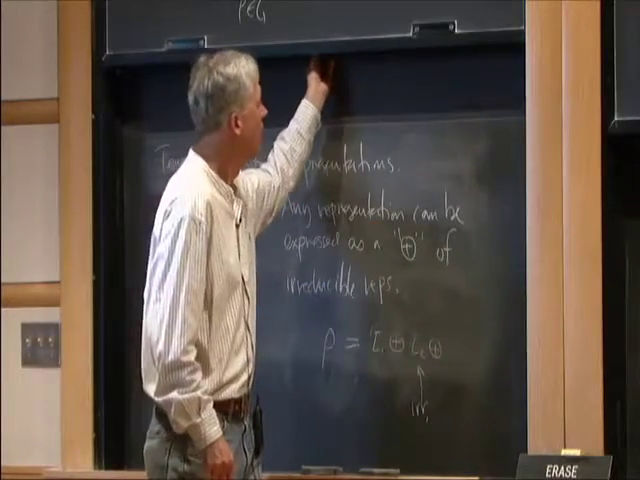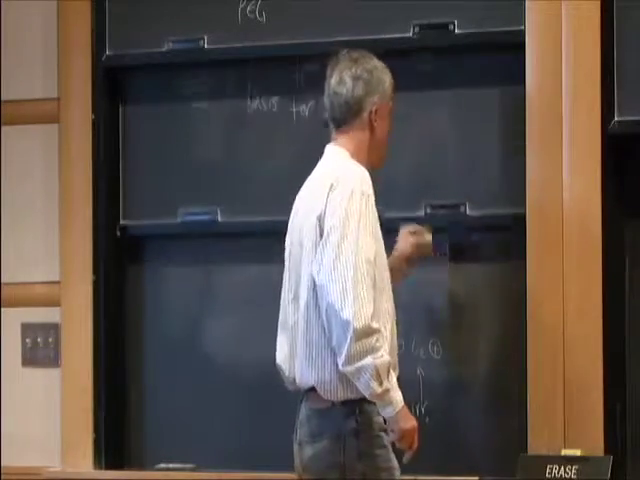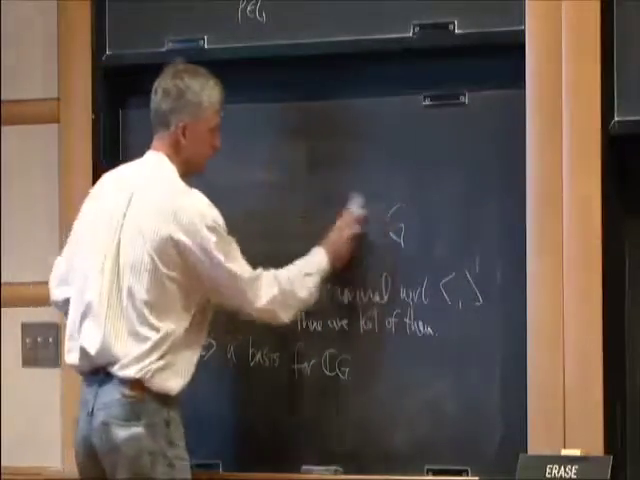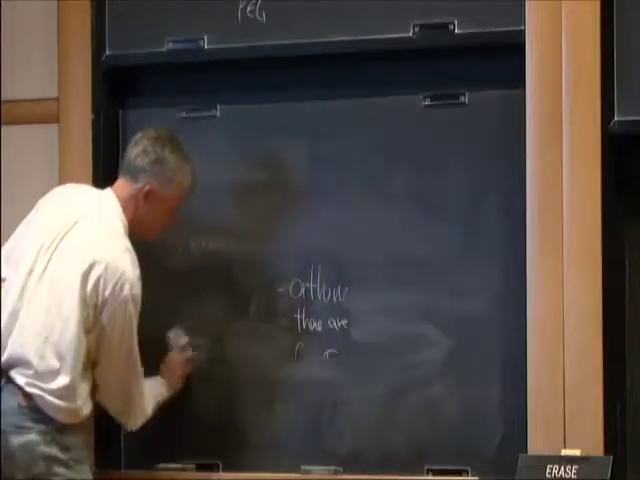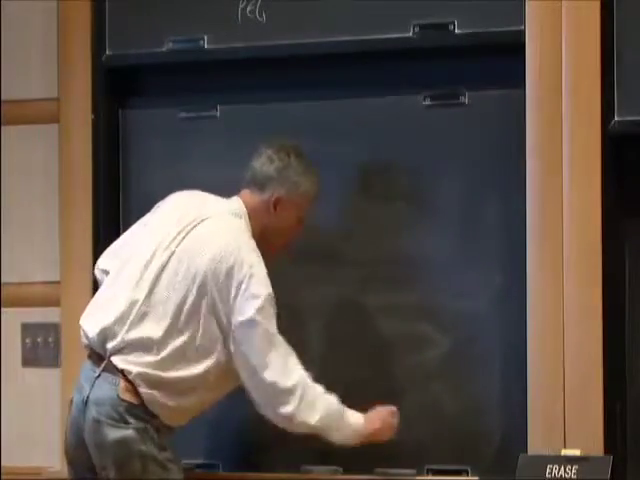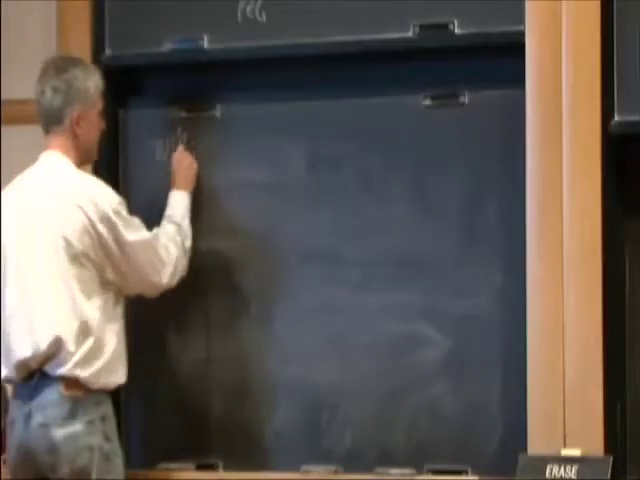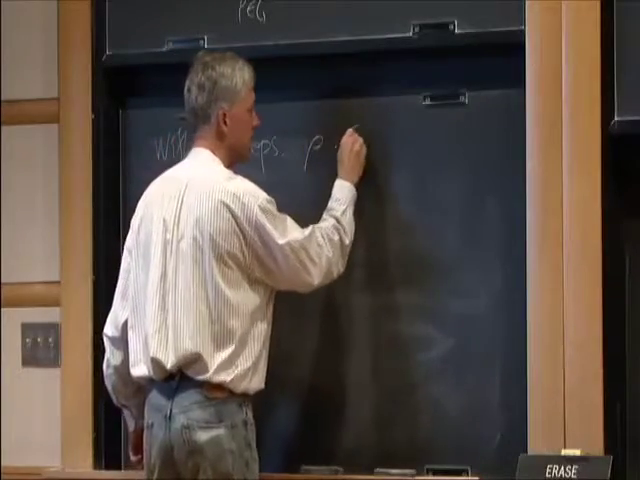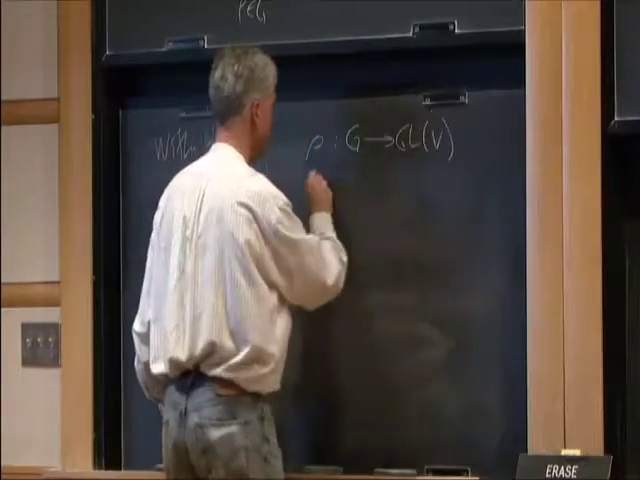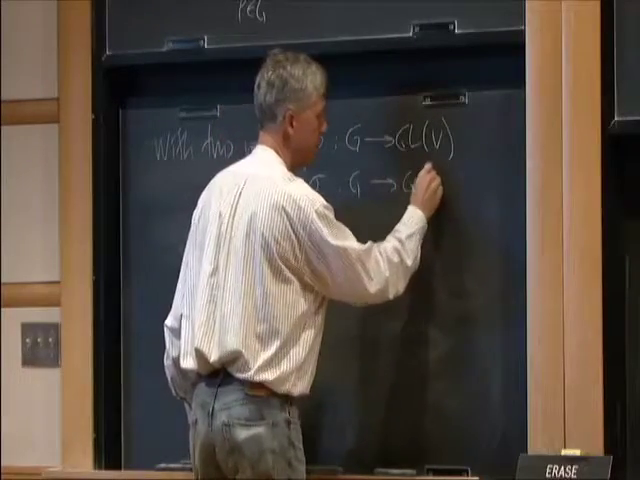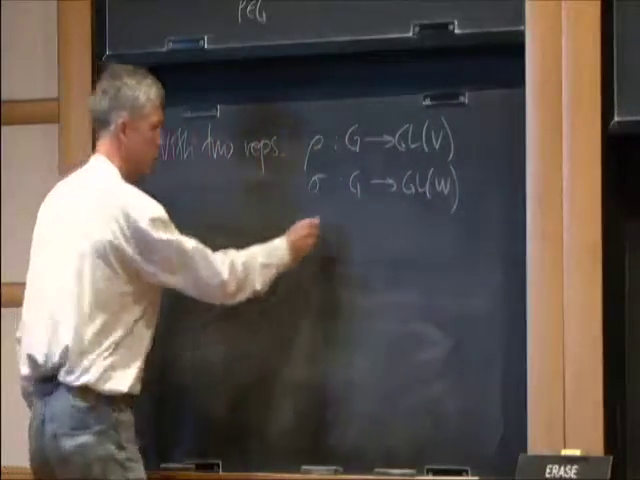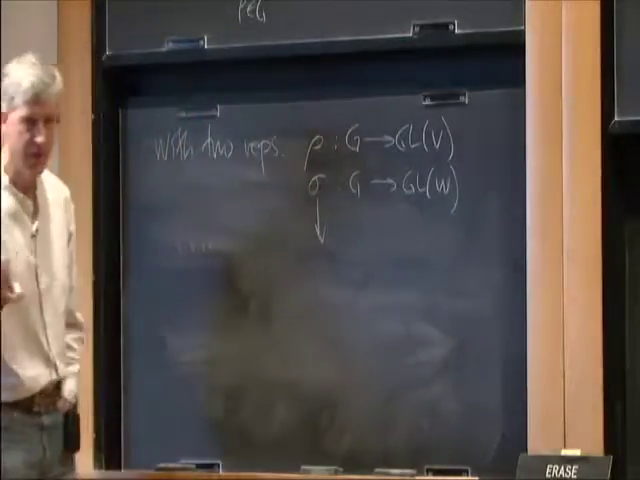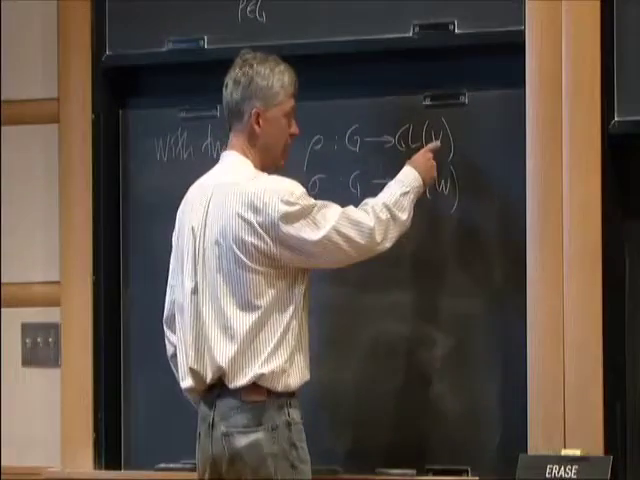And the one last operation I would like to describe is the following. With two representations, let's say rho and sigma, we can always define a new representation, which is the tensor product of these two representations, in the natural way. So this is a representation that operates on V tensor W.